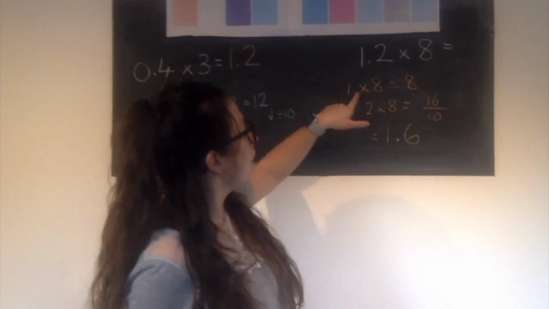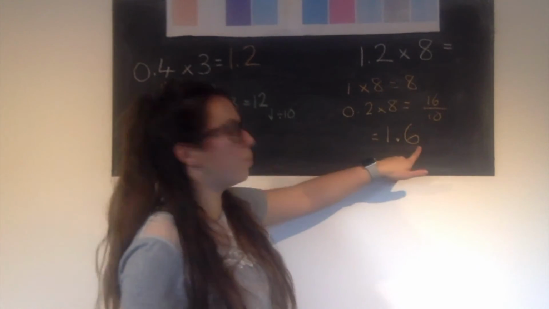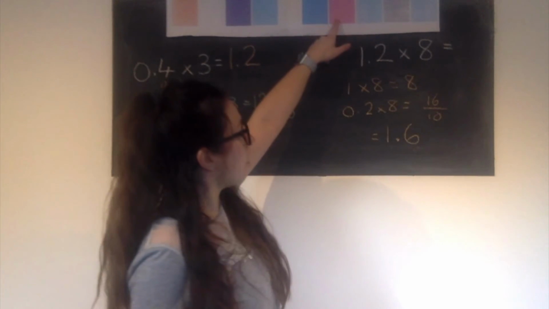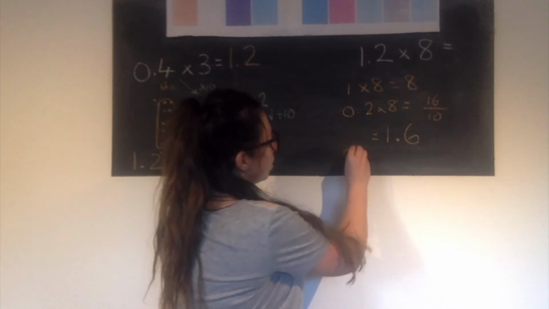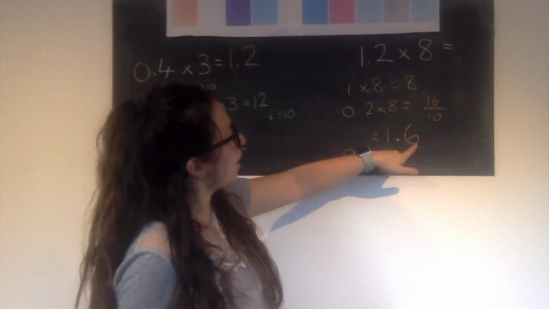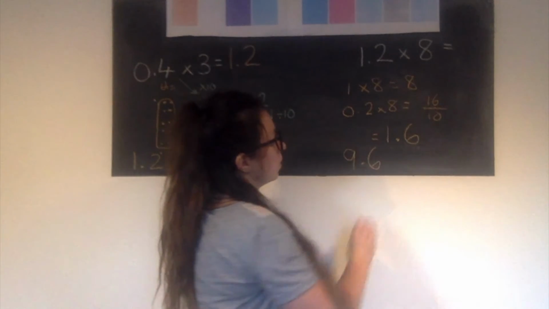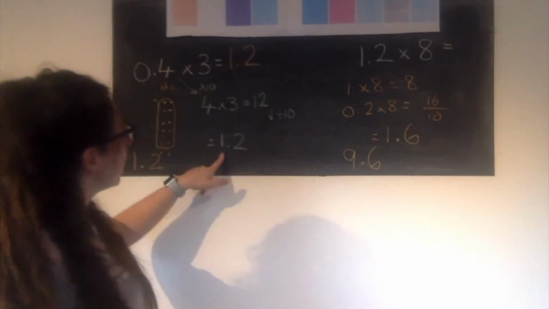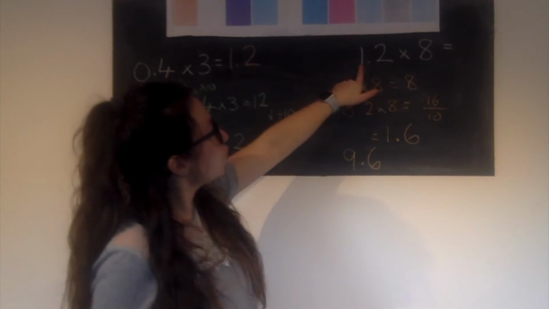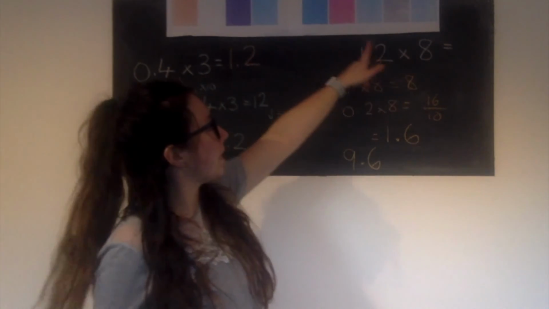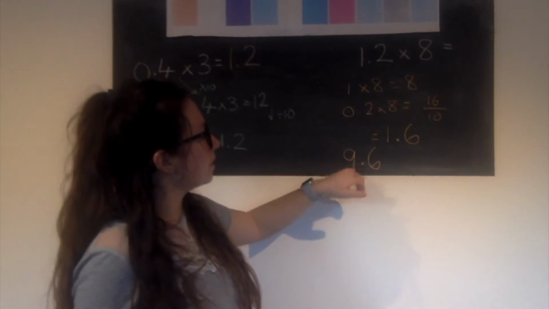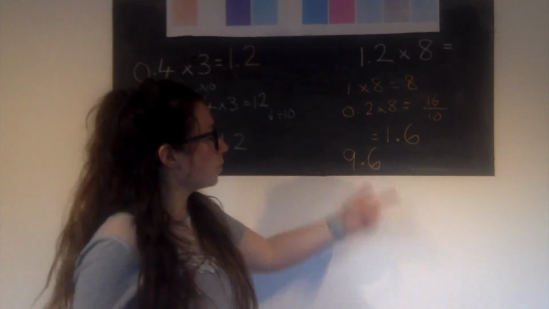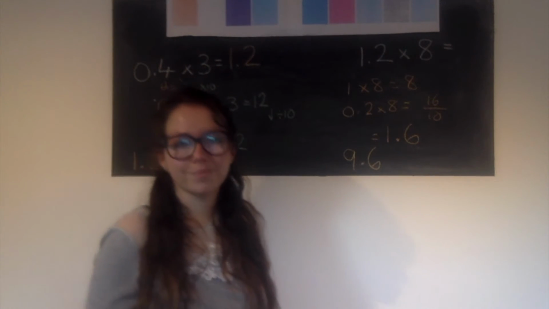Now I've got 8 wholes and 1.6. So I need to add those together. 8 ones plus 1 whole gives me 9 wholes. Decimal point, and then I've got 6 tenths left. So my answer is 9.6. Now again, we could do the same as this one here. I could turn this into 12 times by 8, so I've made it 10 times bigger. 12 times 8 gives us 96, and then we need to adjust our answer by dividing it by 10, which would give us 9.6 again.